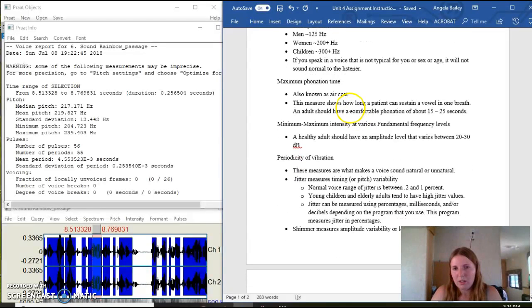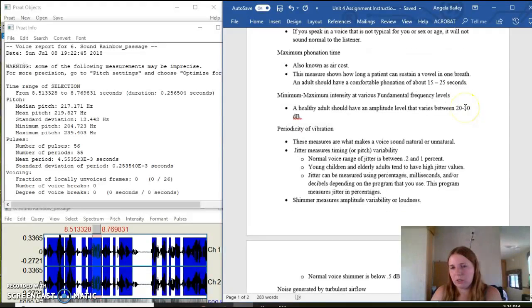So the maximum phonation time is not going to be over on the Praat software. It's right there. The maximum phonation time is also known as air cost. It's essentially how long you can hold a vowel. A normal adult can hold a vowel such as E for a comfortable length of 15 to 25 seconds, whereas a small child could hold it for about 10 seconds.